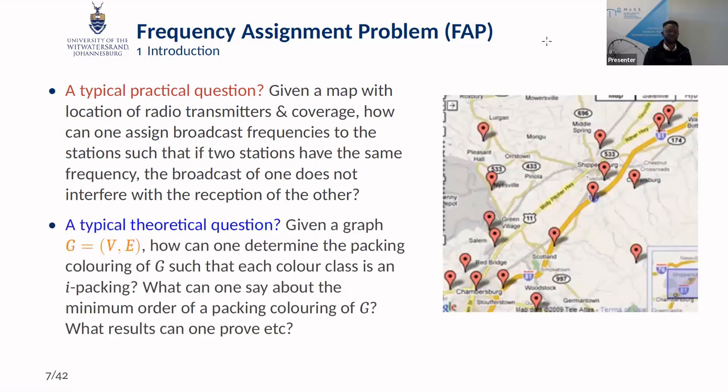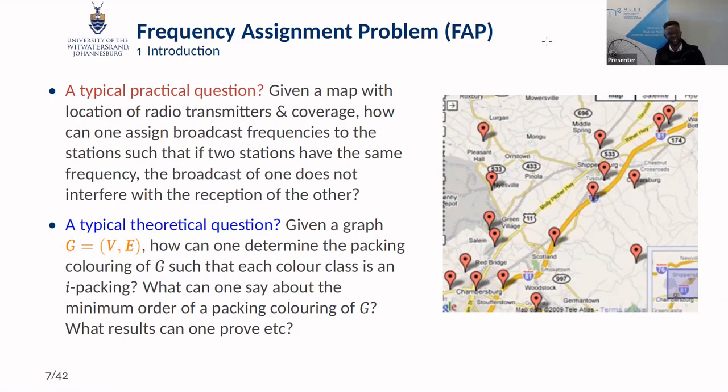And then a typical theoretical question that you are going to ask yourself is: I told you that there are several modeling ideas for how to solve this problem, and one of them is using the packing coloring. So if I assume that a graph models this problem, whereas I change the locations, the maps, and look at the coverage areas, how can I determine the packing coloring of G?